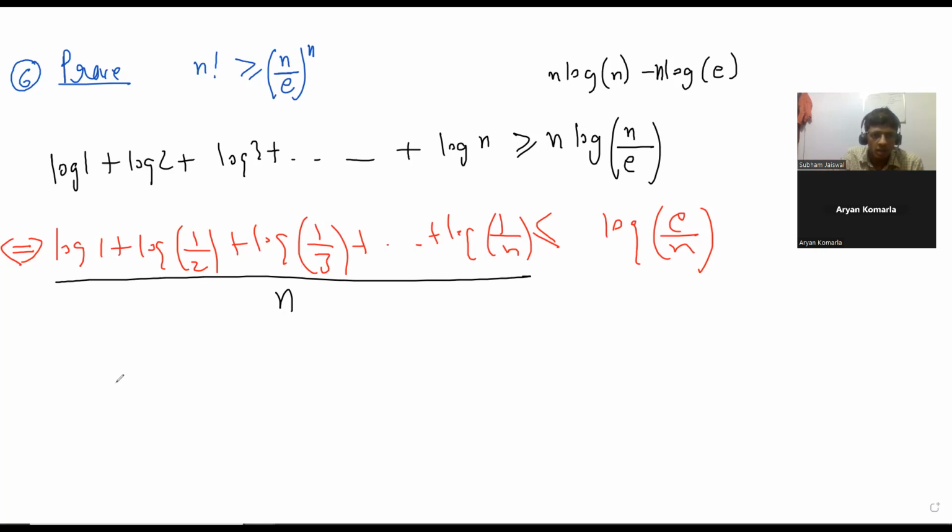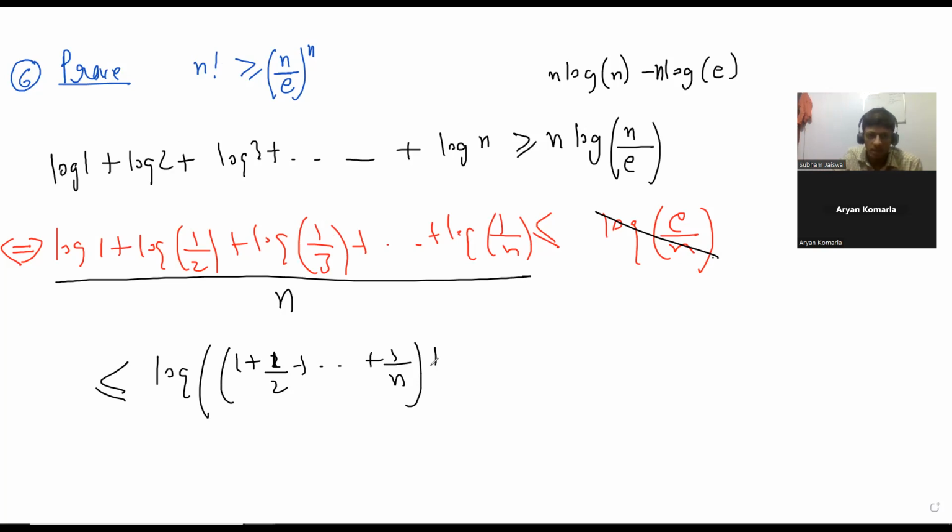So just apply this. By Jensen's inequality, this is less than 1 plus this over n. Now you just want to show that this is less than this.